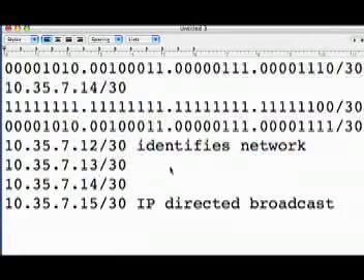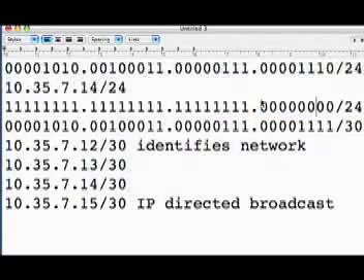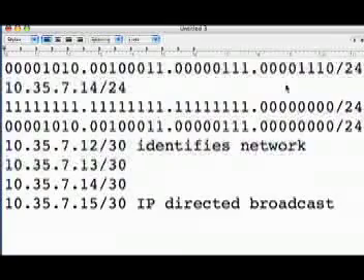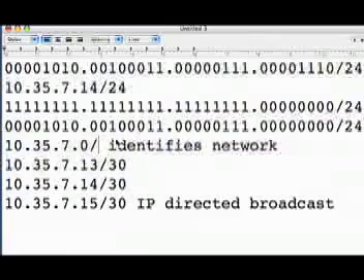Well, let's talk about a /24 for a bit. So let's say we have a /24. So our IP address is now a /24. And so our network mask is now all ones for the first 24 bits and then all zeros. And so we do the bitwise AND between our IP address and our network mask, and so we get the network identifier. So the network identifier is now 10.35.7.0/24.